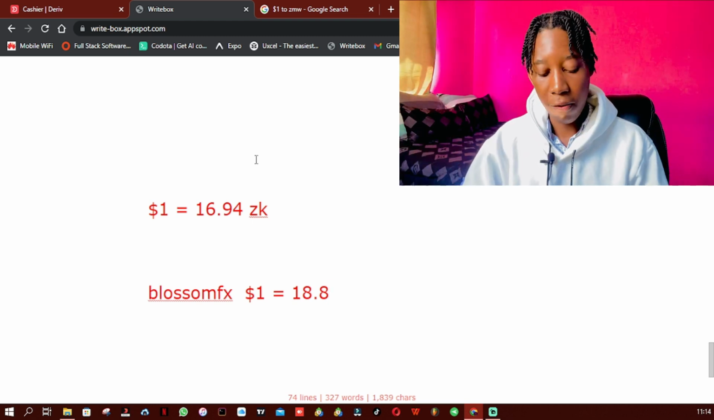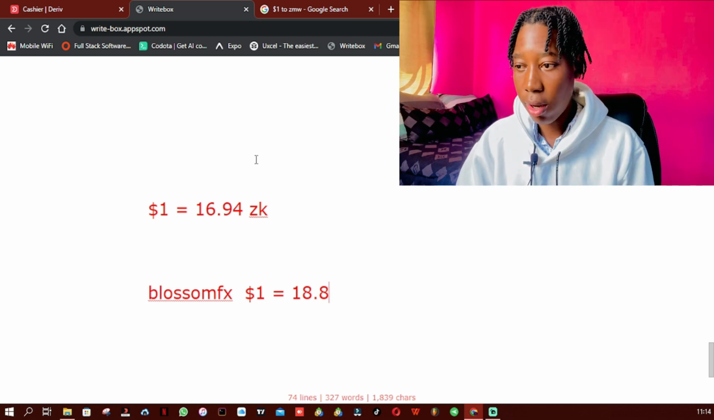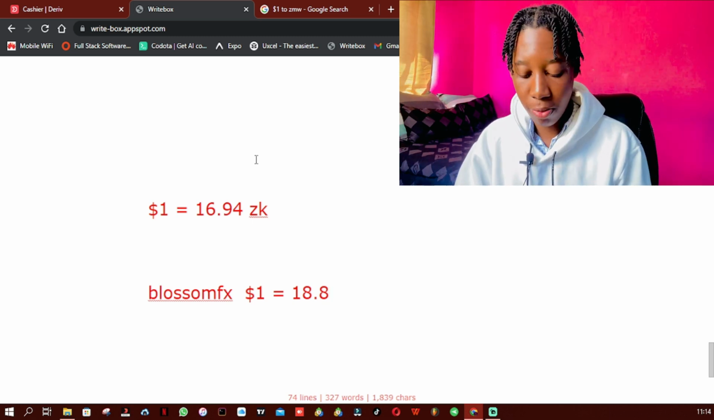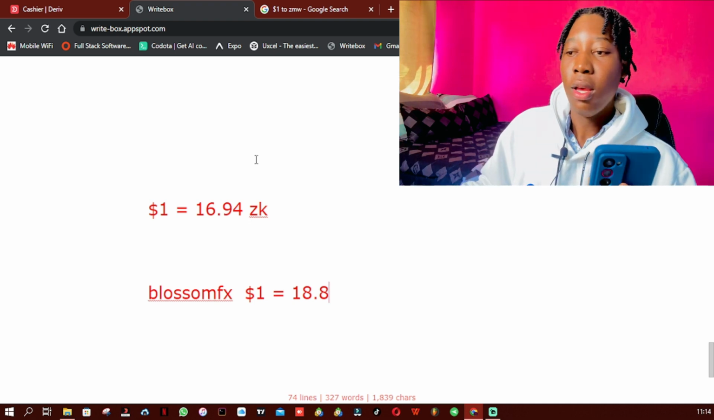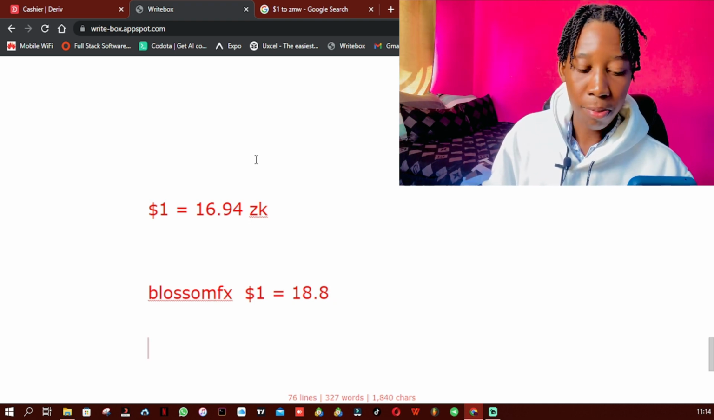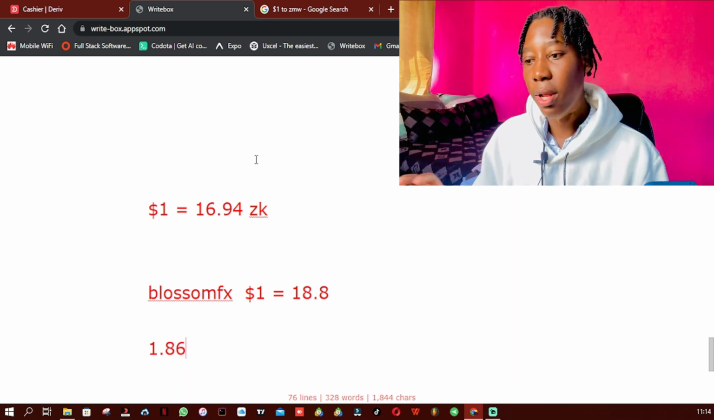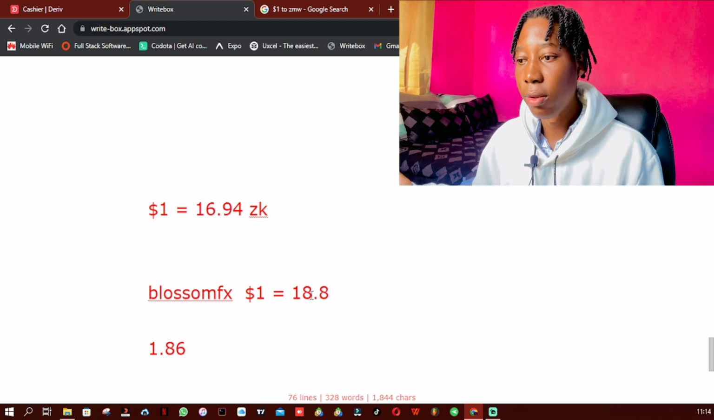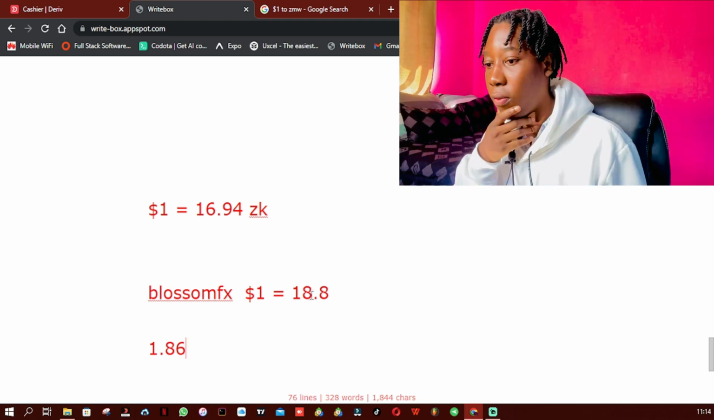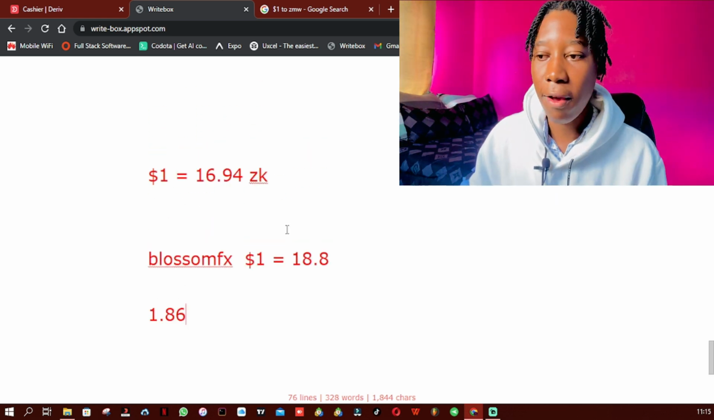So let me just grab my phone. I'm going to subtract 16.94 from 18.8. So Blossom FX makes a profit of about 1 kwacha point 86 per US dollar he sells on Deriv. Because his rate is 18.8, per dollar he sells, he makes a profit of 1 kwacha point 86. So let us say he was selling $500.